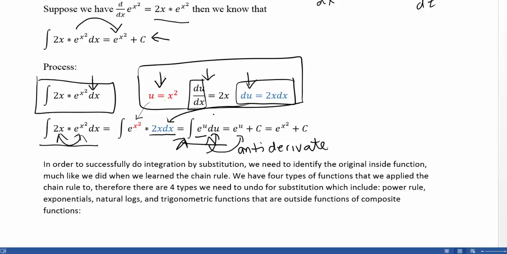Now, just like when I did the chain rule, I don't want my final answer to have anything but x's in it. So I need to substitute back in what u represented. So remember, u represented x squared. So my final step is to plug x squared back in for u. So my final answer is that my antiderivative is e to the x squared plus c. And I know, because I started with that, that that's what I wanted my answer to be. So my process looks like this.